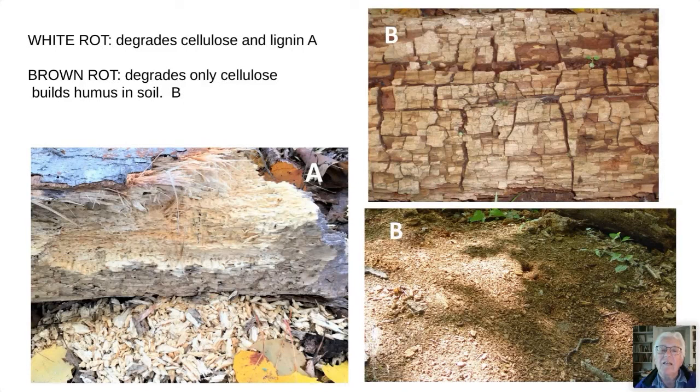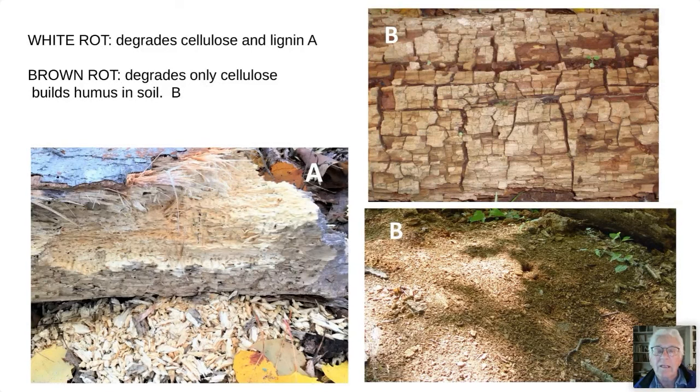So the lignin stays behind as this brown mass. Sometimes it's called cube rot here. You can see how these cubes, as it's being burnt through by peroxides, hydrogen peroxide and manganese peroxide, just burn through the wood there. It's one of the reasons why decay doesn't burn very hot, because the calories have been burned out.